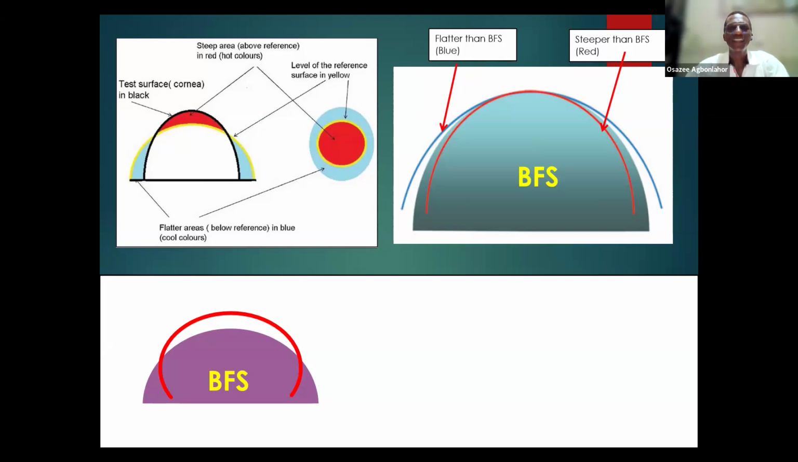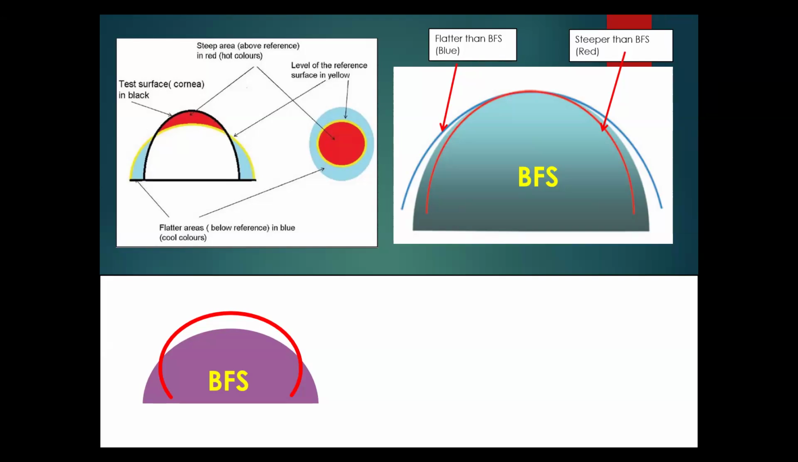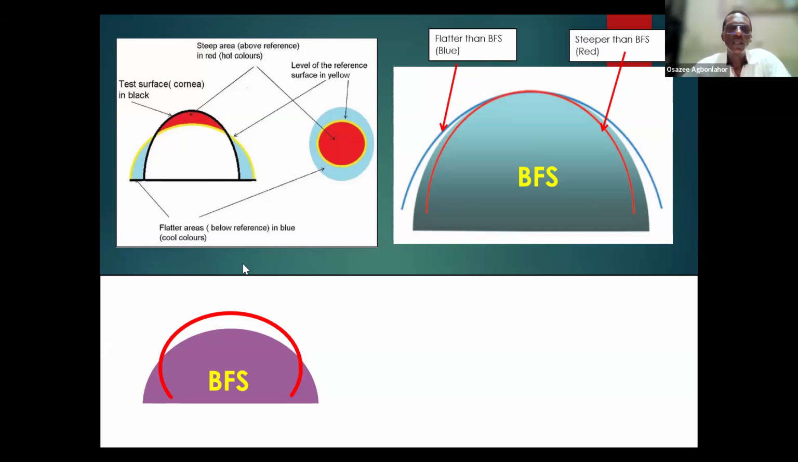All right. So depending on the reference you're using, is it your BFS or your BFTE, that will now determine how that area of the cornea is higher or not, okay? So if you look at this particular one here, this is your reference. The blue areas are flatter, and of course your red areas are steeper.